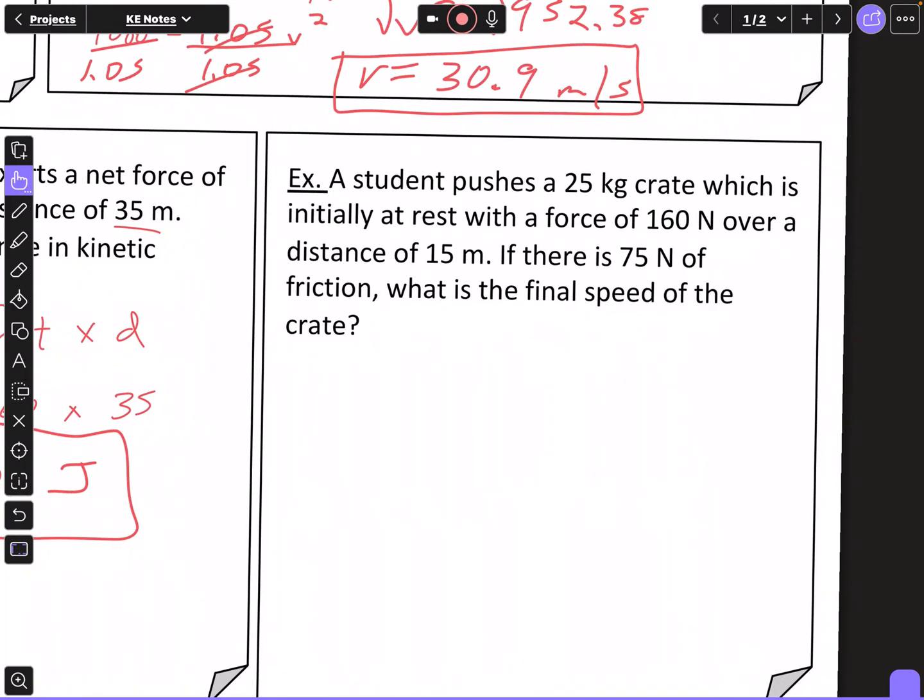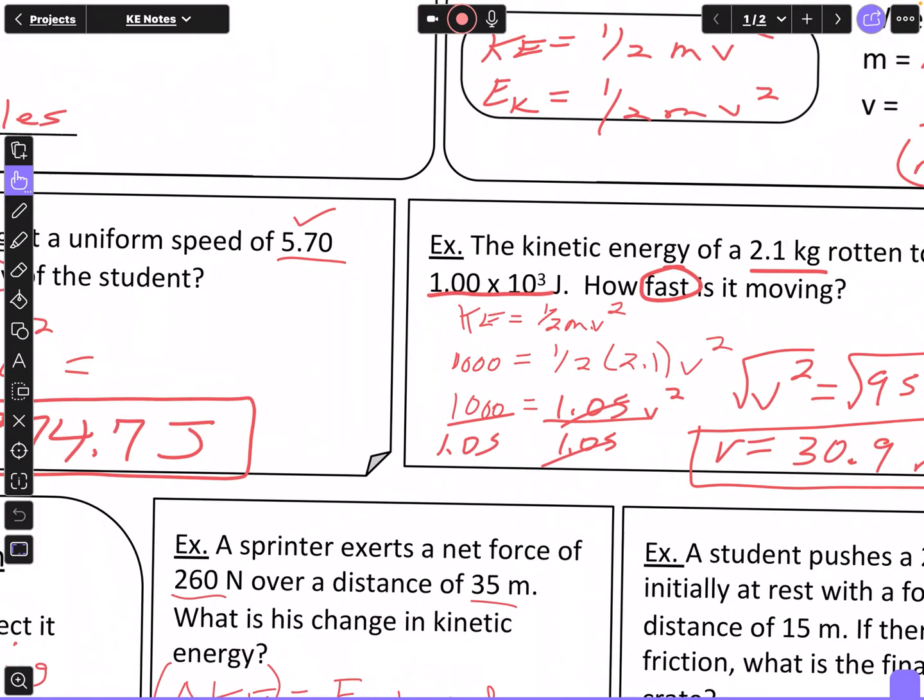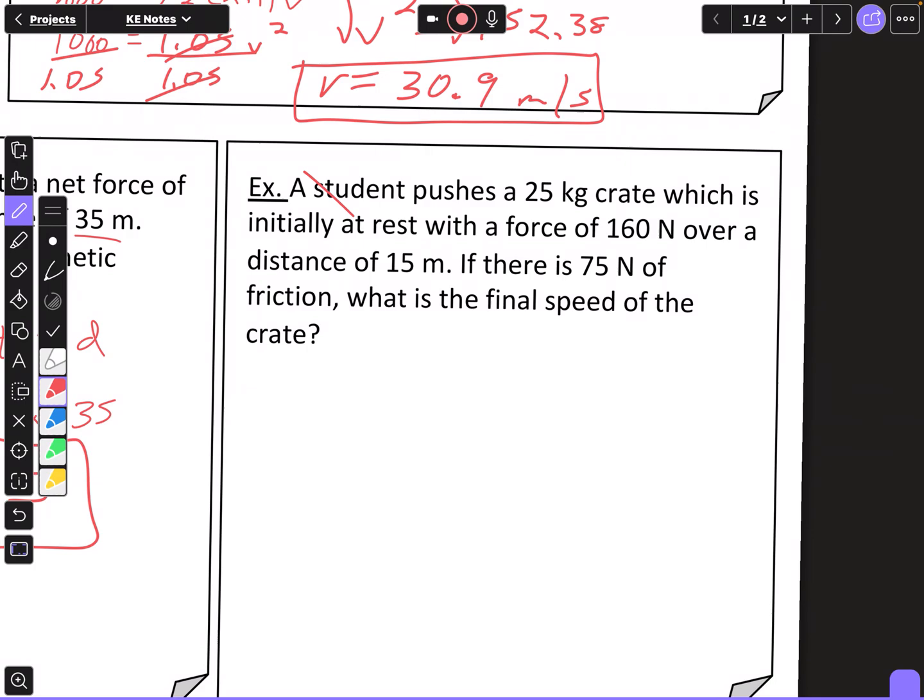Now this last problem we're going to omit. We're not going to go over it. So you can just exit out. There won't be any examples like that.